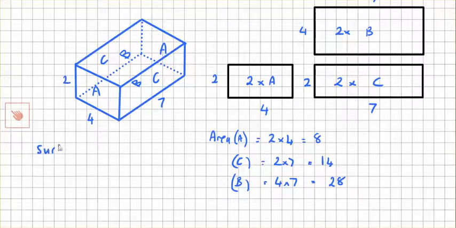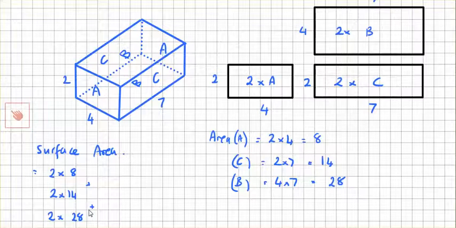So our surface area in total is 2 times 8 plus 2 times 14 plus 2 times 28. Make sense? Yeah. Right? Because I've worked out the areas of each face on that cuboid.